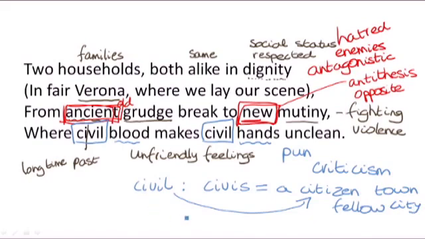And civil also means polite, well-mannered. So I could say to you, please be civil when you are speaking to your teacher. Or I could get very cross with you and say, you have been uncivil to me. And I mean impolite. Now you can see how the two words are related. Because as a fellow citizen, you shouldn't be rude to me. You should show me respect. Because I belong to the same city. So you can see the meanings of the words are quite close.